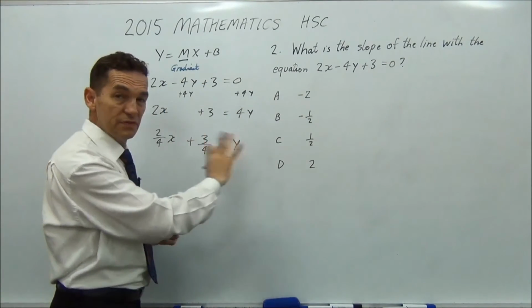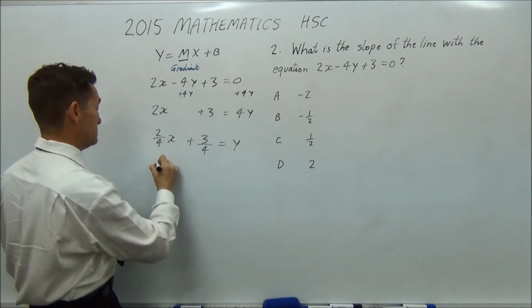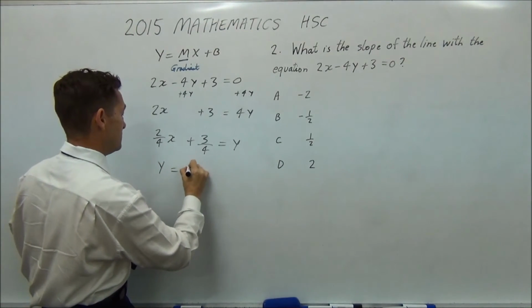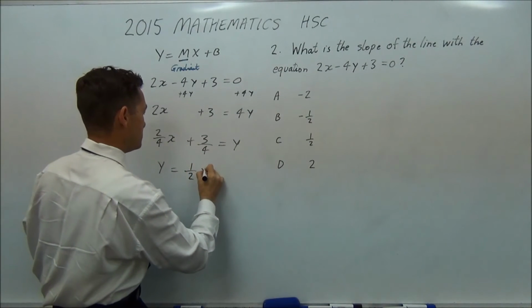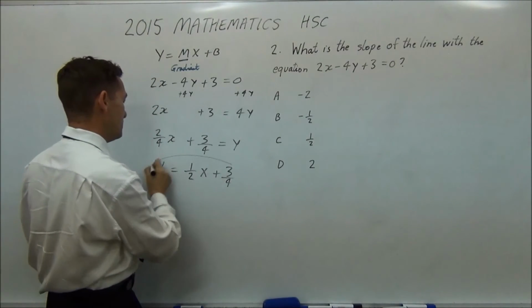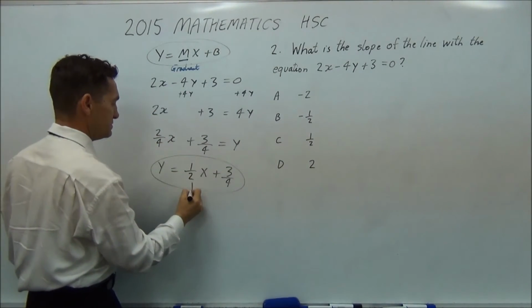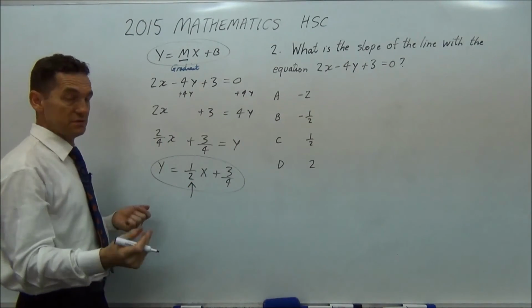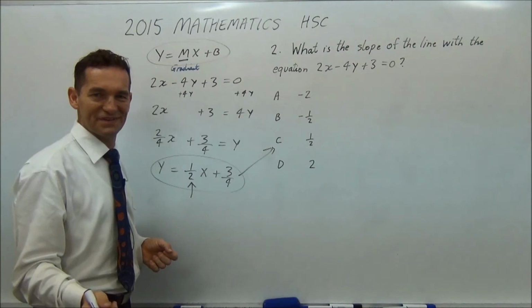You've got the y on this side. Doesn't really matter. You can move this over to this side so it looks nicer, but it's the same equation. Y equals, well, 2 on 4 is a half, x plus 3/4. And now this is exactly like this. So whatever this thing is here is your answer. And it's pretty obvious. Your answer is C.